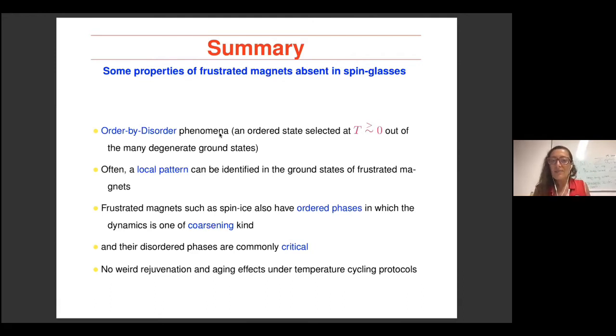For example, in frustrated magnets, you often have the order by disorder phenomenon, which simply consists in the fact that at zero temperature, you have a ground state which is highly degenerate, with many configurations of equal energy and equally probable, like in the antiferromagnet on the triangular lattice, the configuration in which there is one link which is frustrated in each triangular plaquette. So in this kind of frustrated magnets, this is quite often the case, that you have this entropy of the ground state, which is macroscopic.